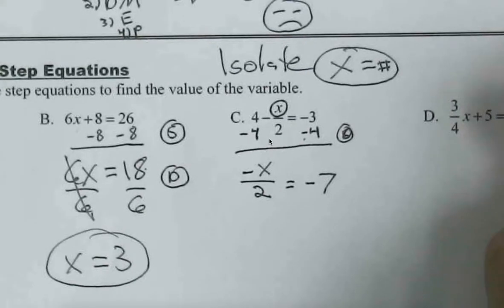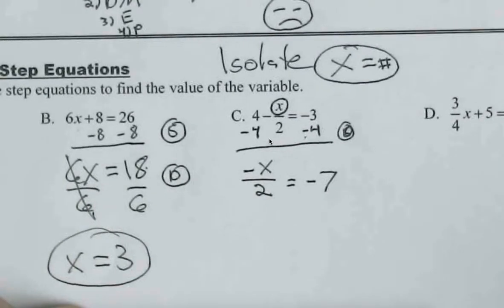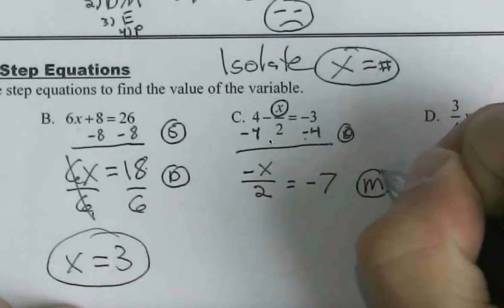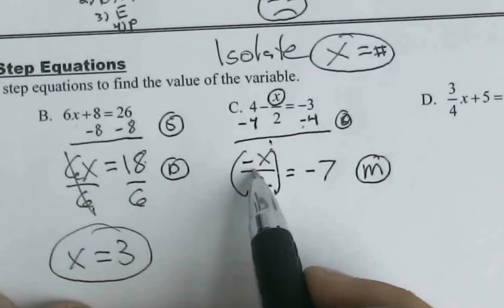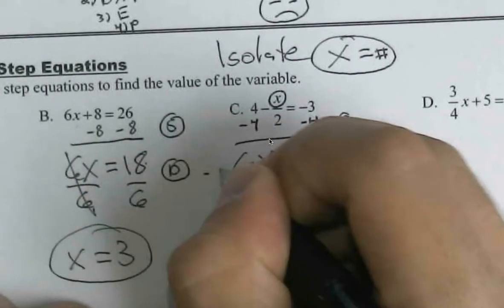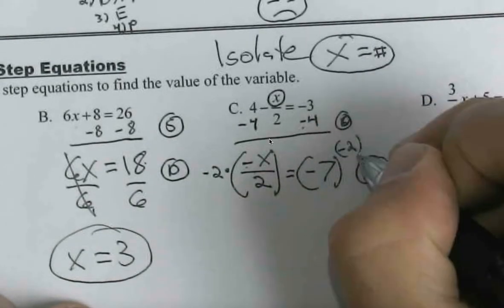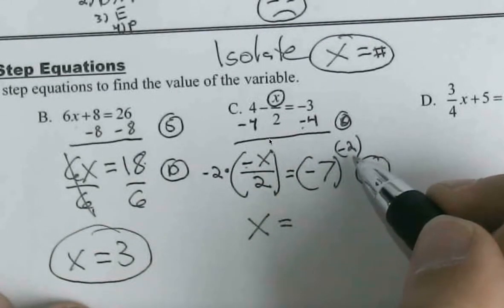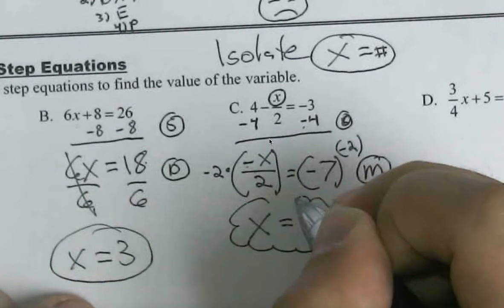And now we're stuck in the sense that we have x dividing by 2, but how do we undo division? Hopefully you're saying multiplication. So if we multiply both sides of this by negative 2, and I'm going to do negative 2 because this is already negative, I think it's going to make our life easier if we just multiply both sides by negative 2. This leaves us with now positive x equals the product of negative 7 and negative 2, which is 14. So we're good there.